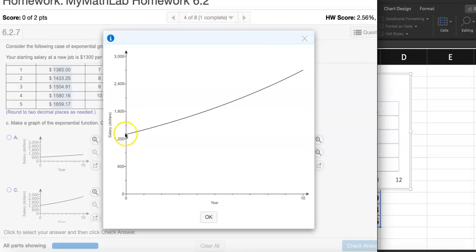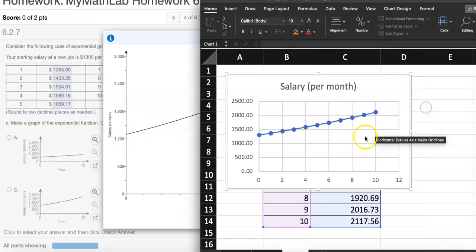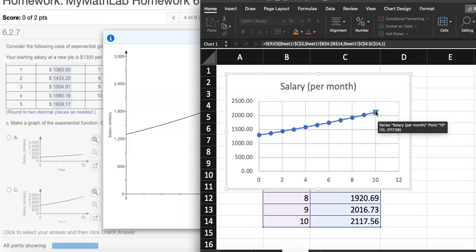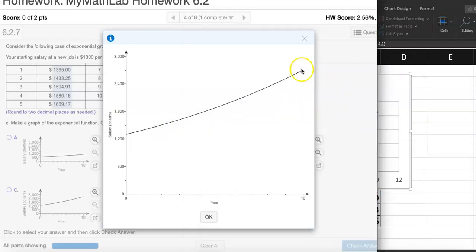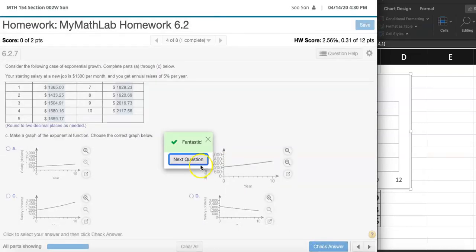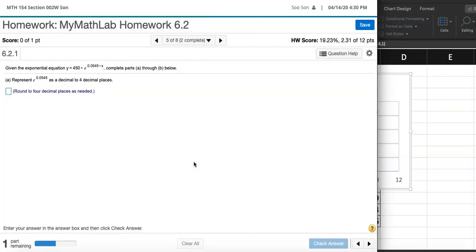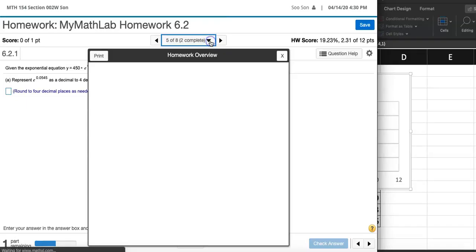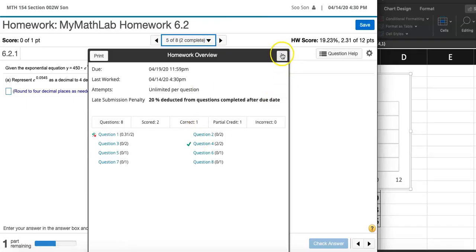Well, the initials for both B and C look pretty good, but for me, now I'm going to look at the 10th year. Year 10 should be around 2,117. And as you can see on this graph that I just clicked on, it is over 2,400, right? So I know for sure the correct graph must be B. Check answer. Fantastic.